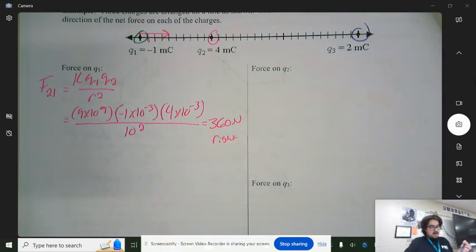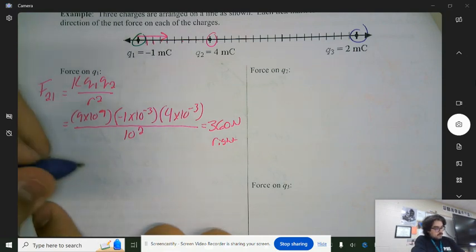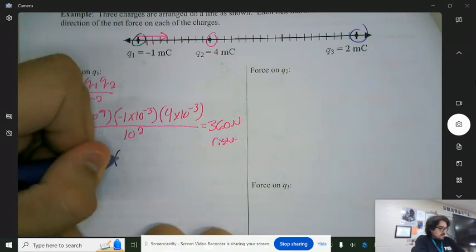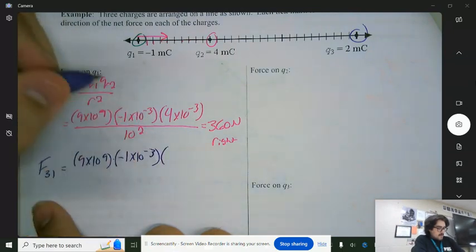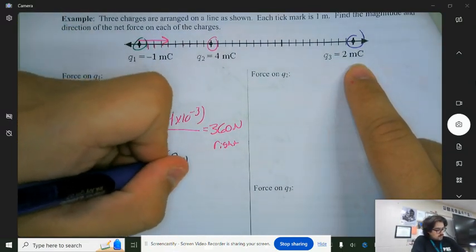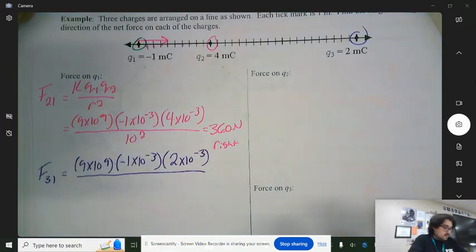Now this is the 3 applies to 1. We're going to do the same thing, plug everything in: 9 times 10 to the ninth, -1 times 10 to the negative third. And then the charge this time is 2 millicoulombs, so it would be 2 times 10 to the negative third. And then the distance between them is a really long distance.